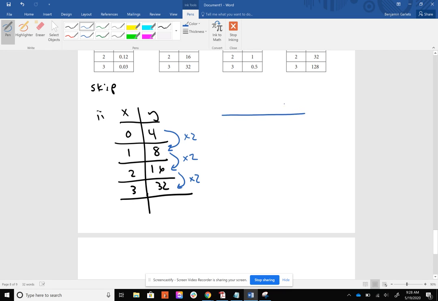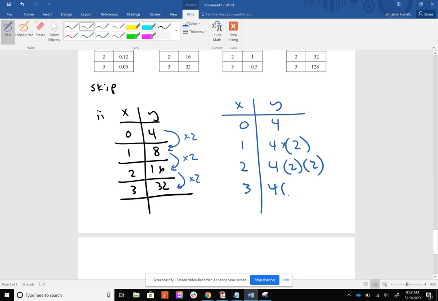Let's get a new table out. So for 0, our starting value is 4. When I have 1, I'm taking 4 and I'm multiplying it by 2. When I have 2, I'm multiplying that by 2 again. When I have 3, I'm taking 4 and I'm multiplying it by 2 yet again. And from this point, we see that we've got expanded form.